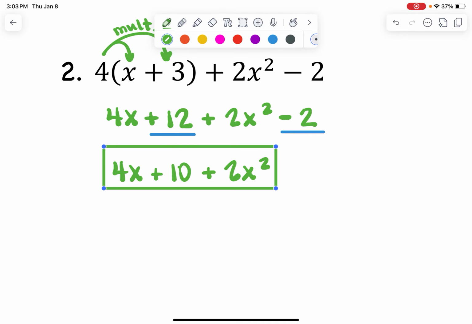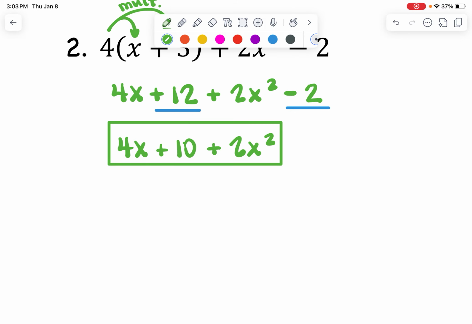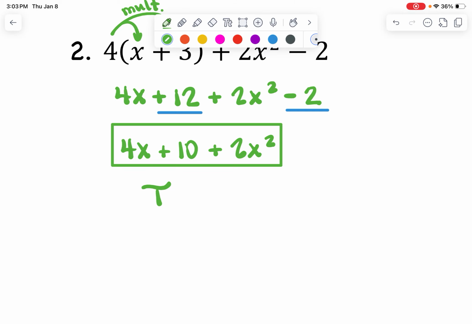Again, you can put those terms in whatever order you want. And again, would that be a monomial, binomial, or a trinomial? Well, I'm counting 3 terms for my final answer. So that would make this a trinomial.